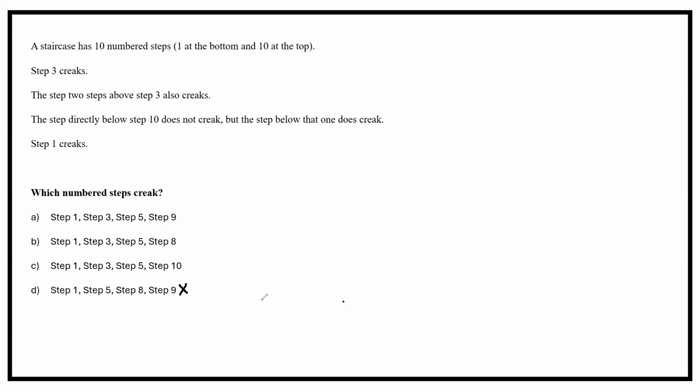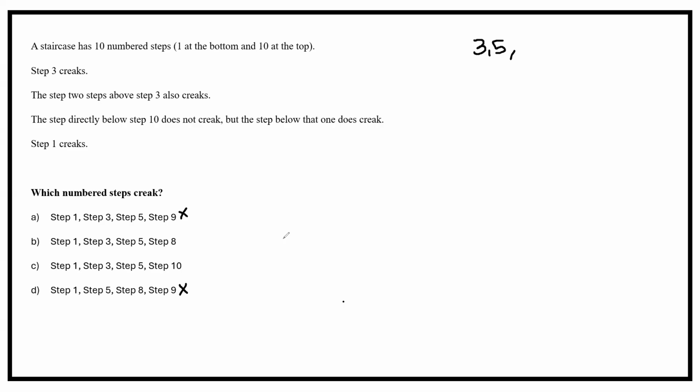And then it says step 2 steps above step 3. So if we add 2 to 3, it's 5. And we can't get rid of any option. So let's keep going. Awesome. So at the moment, you've established that 3 and 5 both creak. Fantastic. It says the step directly below step 10 does not creak. So 9 does not creak. So we can get rid of A. Good.